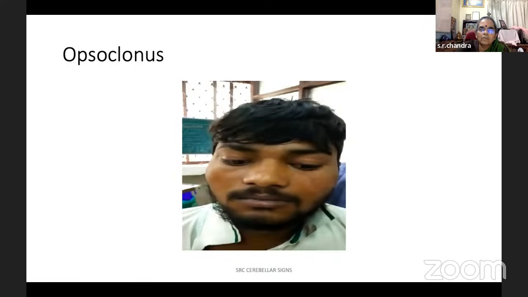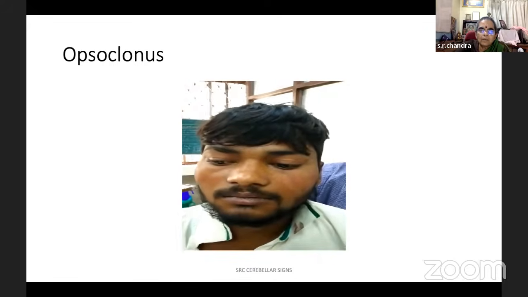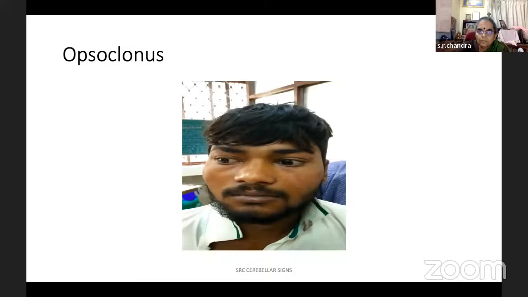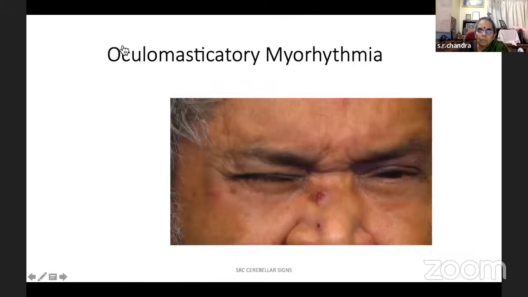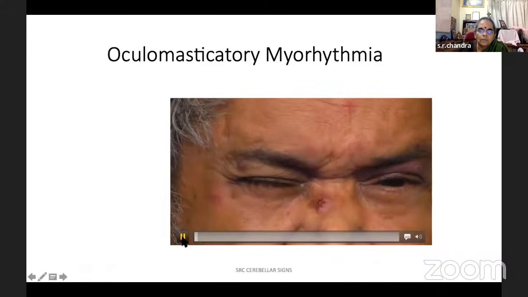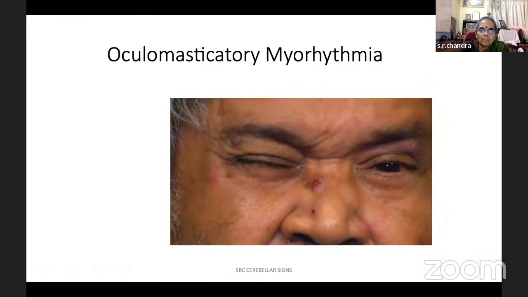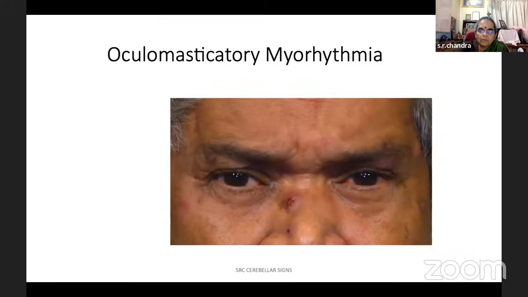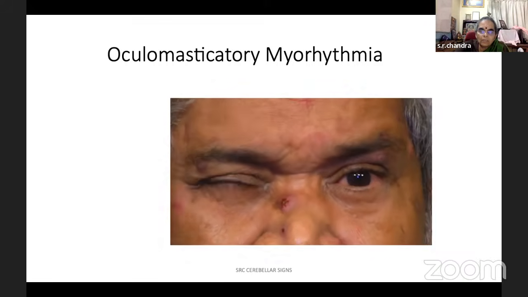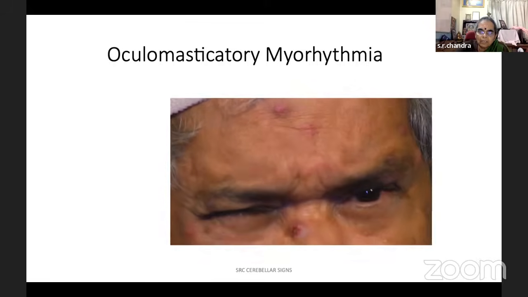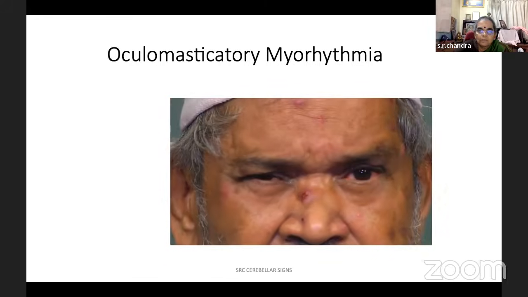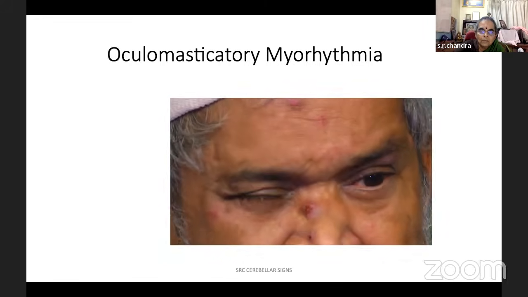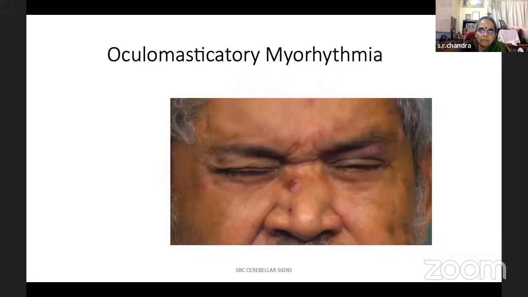You can see that the eye is moving in multiple planes, but they are all conjugate movements. Patients can have dementia, ataxia, parkinsonism. It's an infectious disease. Oculomasticatory myorhythmia is very diagnostic of Whipple's disease, where the oblique saccades become affected, but that cannot be demonstrated at the bedside. Only with the electronystagmograph can we demonstrate this kind of movement, because it is responsive to antibiotic treatment. It's an infectious cause.